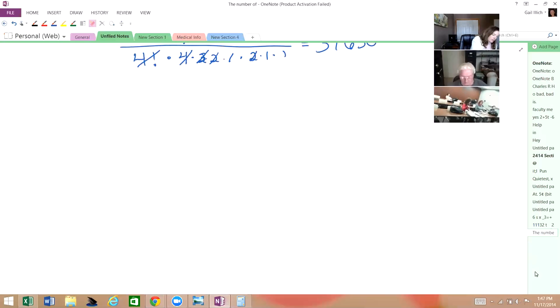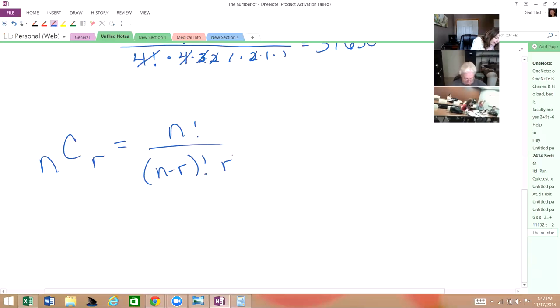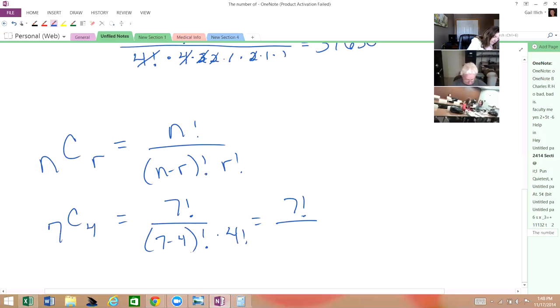Yeah, so let's see if we could do N. It's N choose R, right? So it's N factorial over N minus R factorial times R factorial. That's the big formula for a combination. Right. And so what was this one? 7 choose 4? Yes. So we'll do 7 factorial over 7 minus 4 factorial times the 4 factorial. So this is 7 factorial over, that's 3 factorial times 4 factorial.